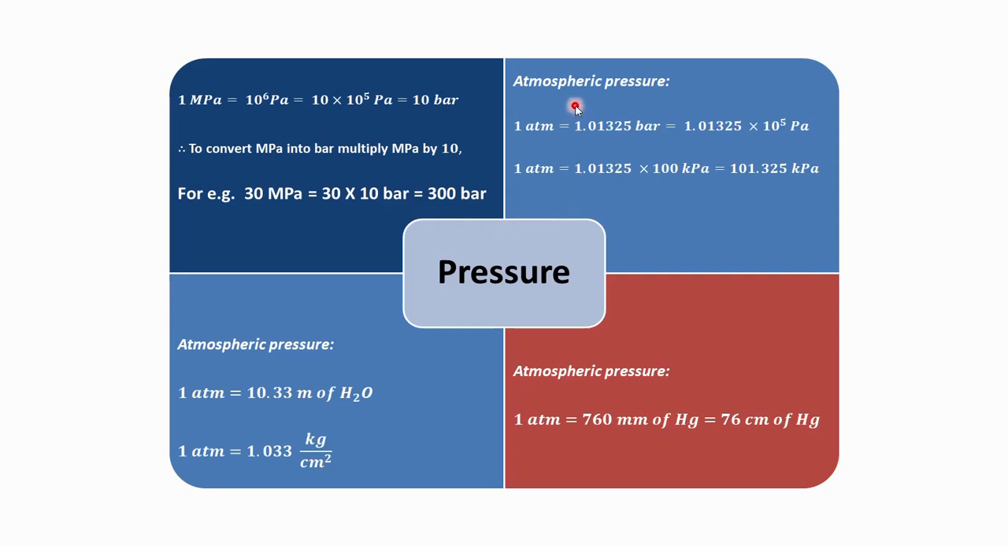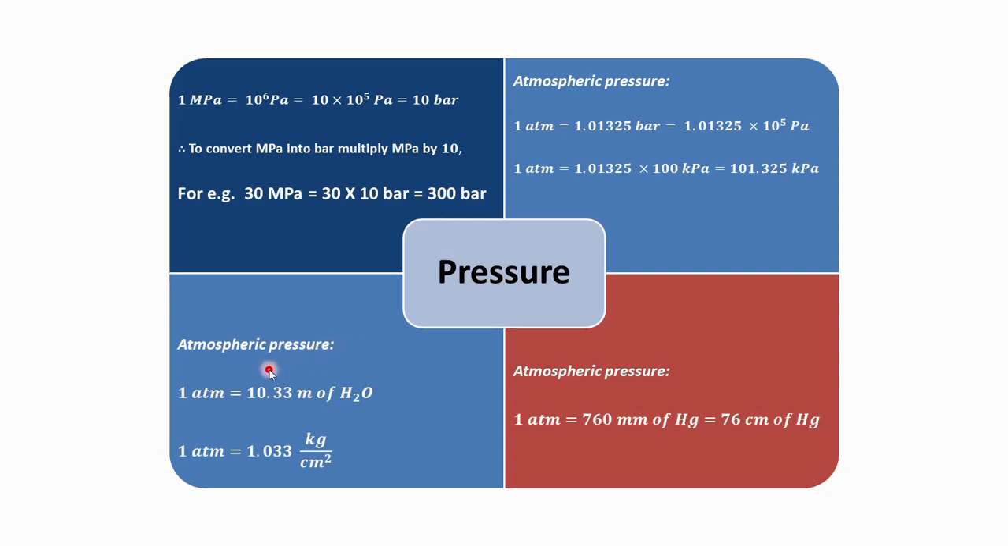Now atmospheric pressure. 1 atmosphere is 1.01325 bar. Now this bar is nothing but 10 raised to 5 Pascal. So it is as good as 1.01325 into 10 raised to 5 Pascal. Similarly, if you want to express in terms of kilopascal, it will be 1.01325 into 100, because 1 bar is equal to 100 kilopascal. Here 1 bar is equal to 10 raised to 5 Pascal that we have written. So 1.01325 multiplied by 100 is 101.325 kilopascal.